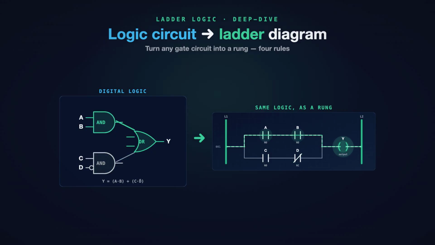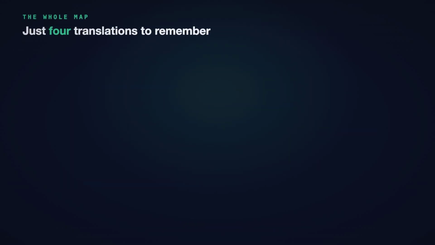Because here is the secret nobody tells you up front: a ladder diagram is not a different kind of logic. It is the same Boolean logic you already know, just drawn as contacts and coils. Learn 4 little rules, and any gate circuit becomes a rung you can read on site. So let us lay out the whole map before we build anything.